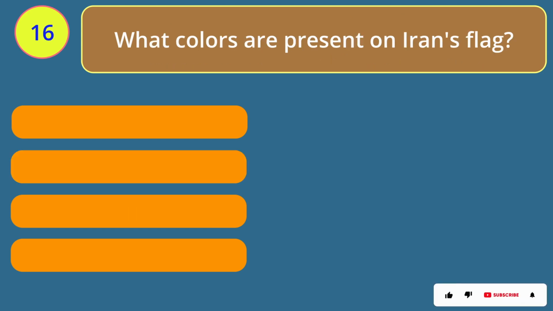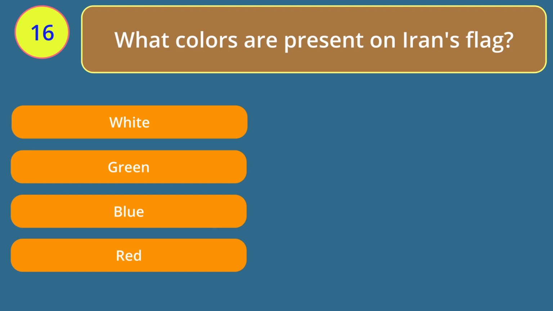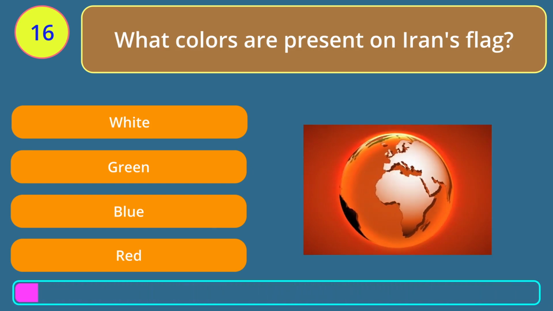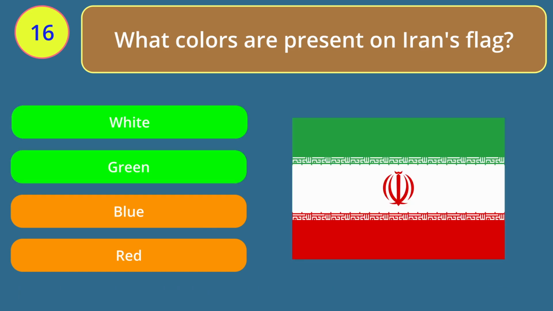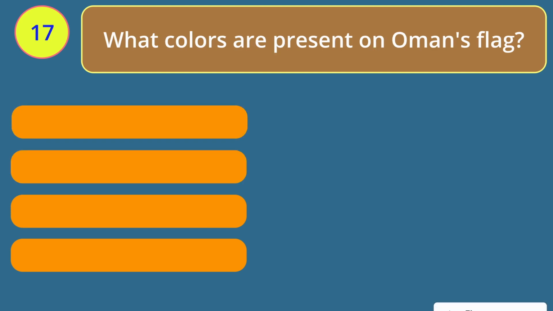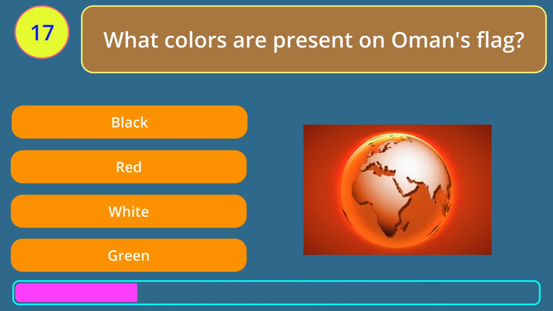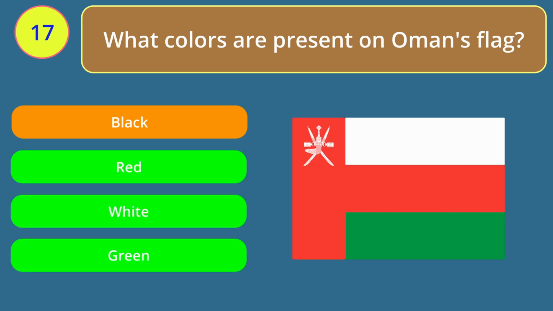What colors are present on Iran's flag? The four options are white, green, blue, red. The correct answer is green and white. What colors are present on Oman's flag? The four options are black, red, white, green. The correct answer is red, white, and green.